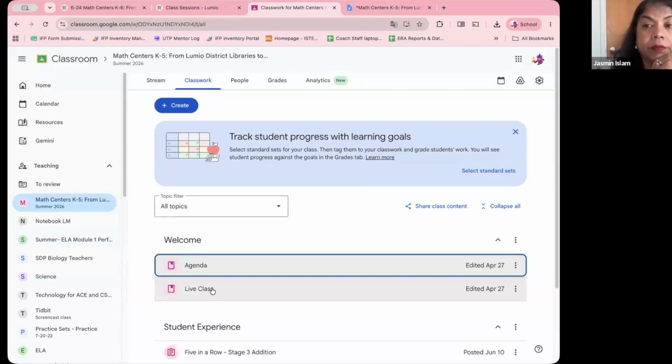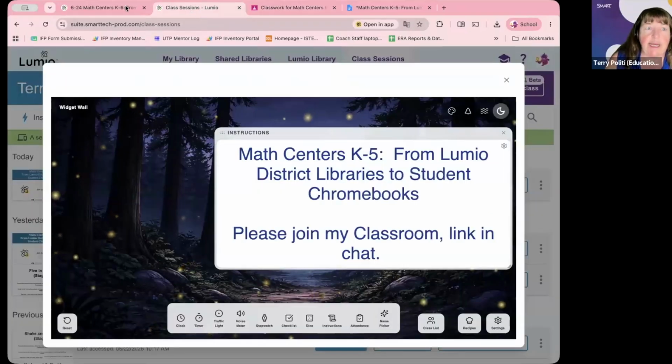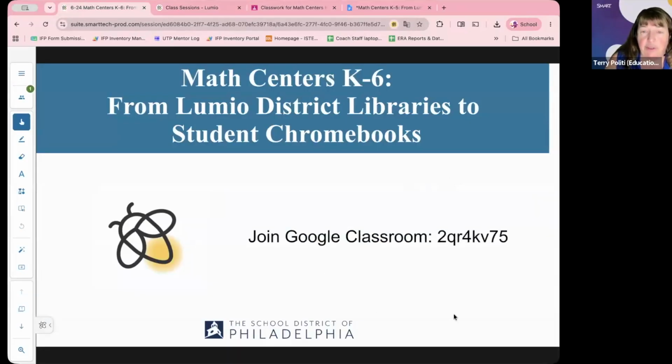You're going to join my Lumio session. In this case, you can join as a guest if you want to, because I have that turned on. But for kids, we always make sure they join as a student so we can track everything. But yes, you're going to join my Google Classroom. So once you see the slide that says Math Centers K to 6, you know you're in the right spot. You've joined my live session.